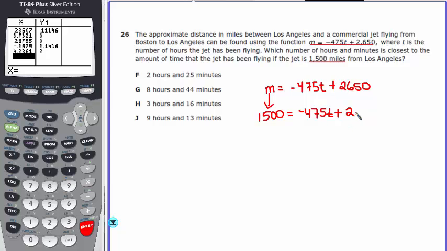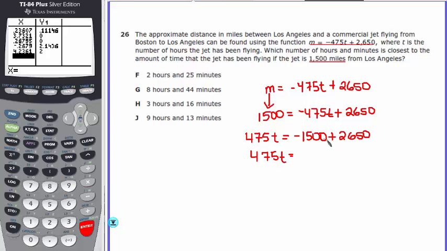Okay, so let's go ahead and solve this for t by moving the numbers. The negative 475 is going to move to the other side. It's going to become 475t. The 1500 is going to come to this side as a negative, and the 2650 is going to come down. Then we're going to do the operation.